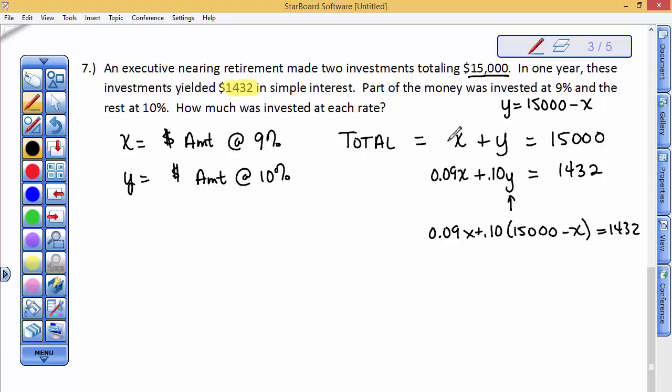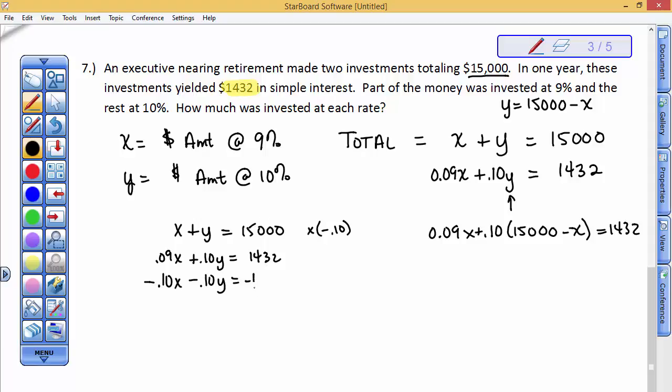Option number 2, heck, here's your system. Multiply the top equation by 0.10 because it's easy to multiply by 0.10 versus 0.09. So that would allow you to do elimination. So say you multiplied this equation by a negative 0.10. This x would become a negative 0.10x, a negative 0.10y, and 0.10 times this would be a negative 1,500. So right here we'd have a negative 0.01x, and the negative 1,500 and the 1,432 would be a negative 68, I believe. And when you divide by a negative 0.01, so I'm just trying to show you and remind you of different ways to do this, X should be, I believe, $6,800 at the 9% account.